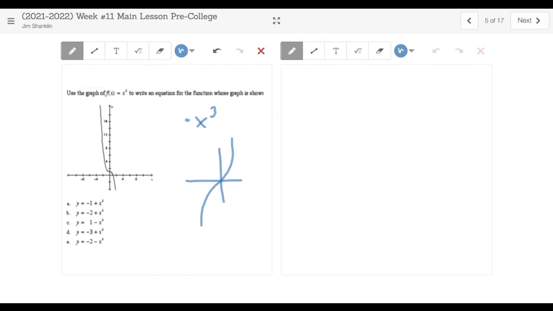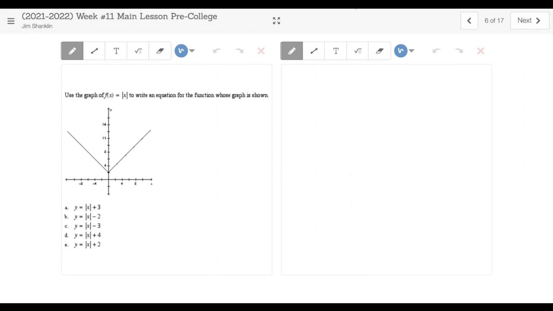And then it looks like it's being shifted 1 unit up. So I'm just going to go plus 1 because it's shifted up 1 unit. So if I look down at the bottom, it looks like letter C being shifted up 1 unit and so I'm going to go with letter C for that. All right, number 3.